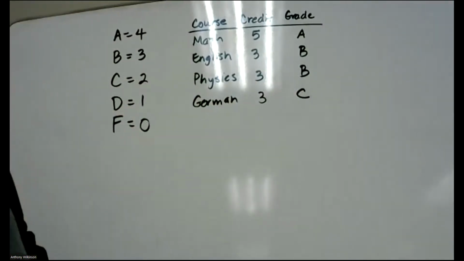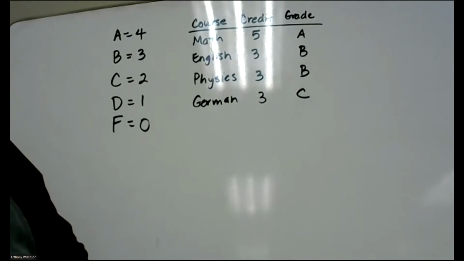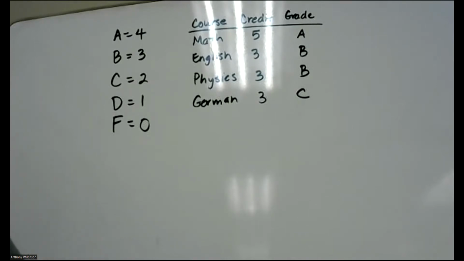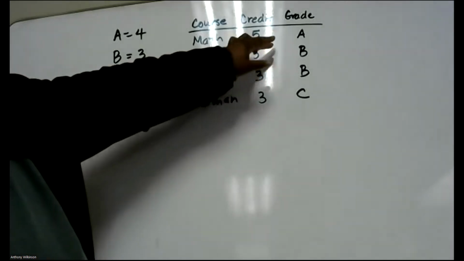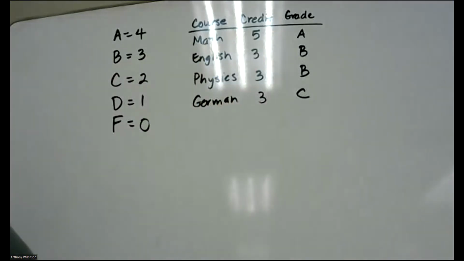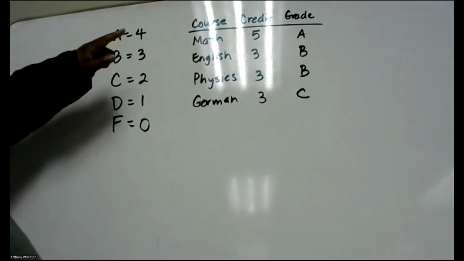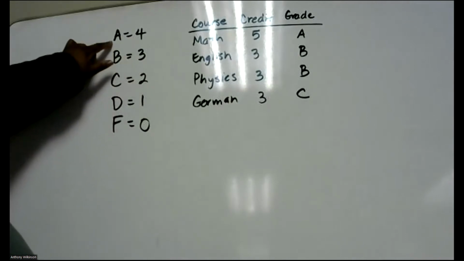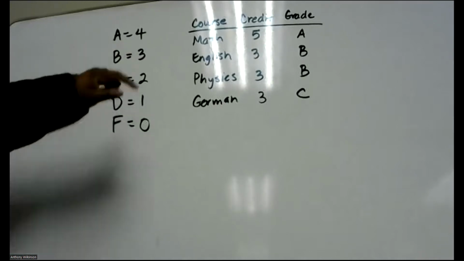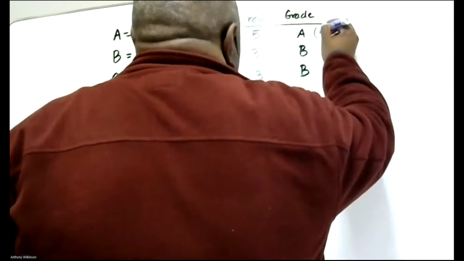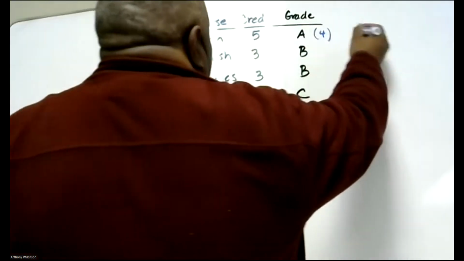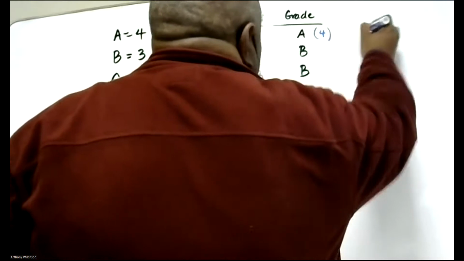Okay. So the way we do a weighted average for GPAs is this. We take the number of credit hours, and it's going to be multiplied by the point value for each grade. So in math, it's a 5 credit course. You got an A in that course. That value is 4 points. So I'm going to write the 4 here. So if I do 5 times 4, that's going to be 20.